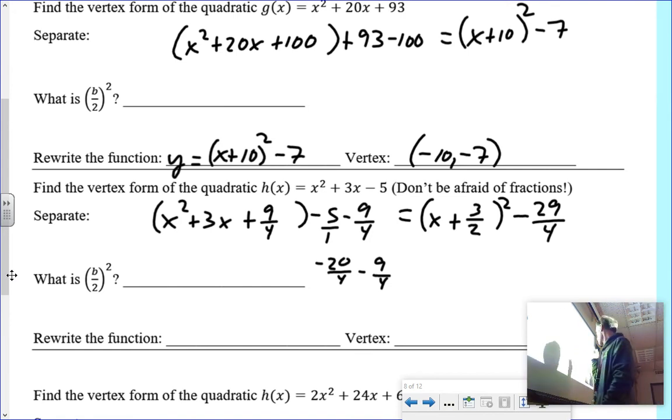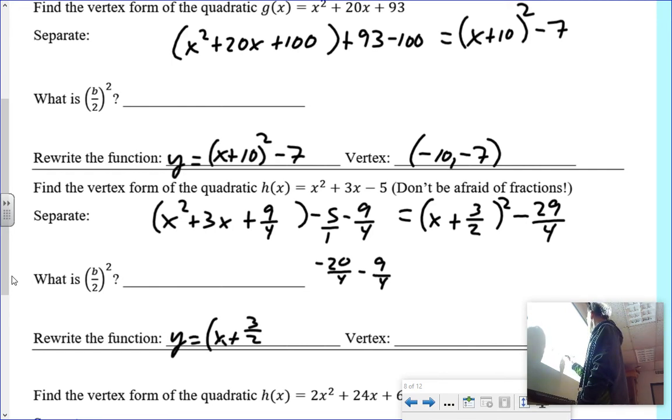And so that's my function. I'm done. Nothing else to do. y equals (x plus 3 over 2) squared minus 29 over 4.